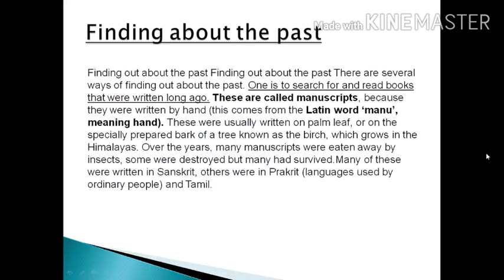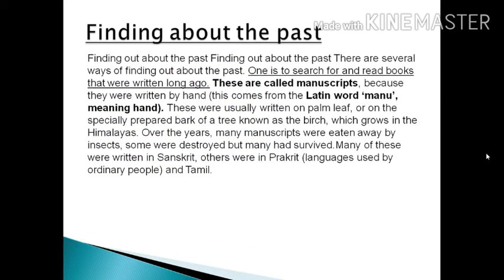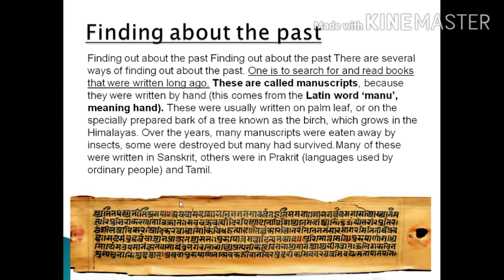Here in this chapter, we have to learn about the findings about the past, the evidence which we get from the past. One of them is manuscript. Manuscript obviously is a new word for you. Let me first explain the meaning of manuscript. Basically, manu is the Latin word which means hand. So, the thing which is handwritten is known as manuscript.